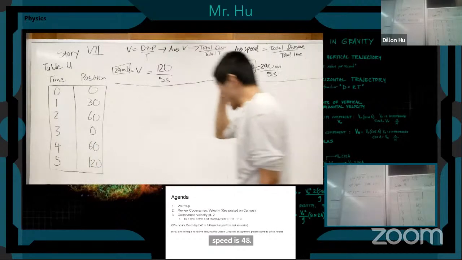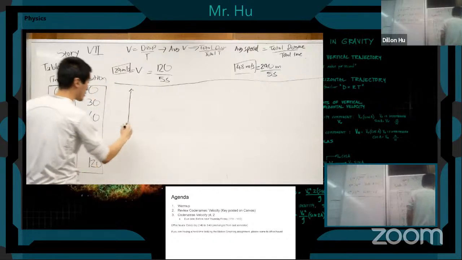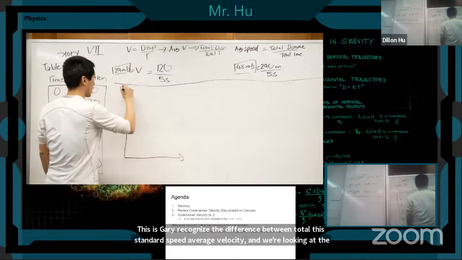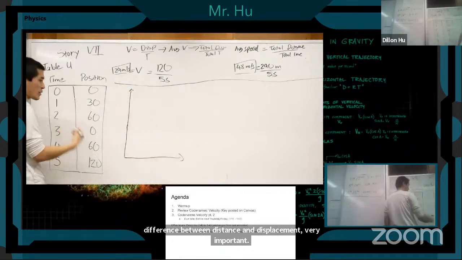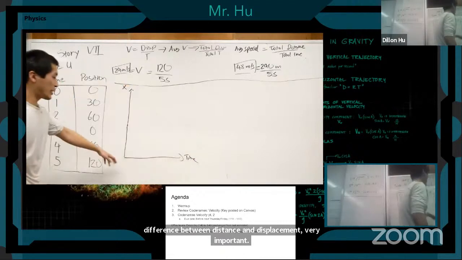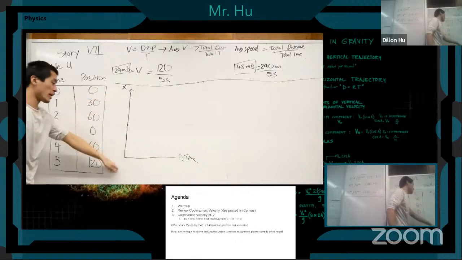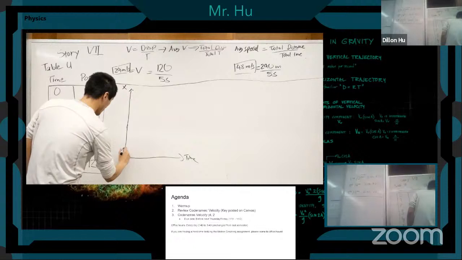So what I'm going to do now is graph out the position versus time graph. In general, we want time on the x-axis and position on the y-axis. This is because time is always independent, whereas our position depends on how much time we're at. So this is in terms of increments of 30: 30, 60.